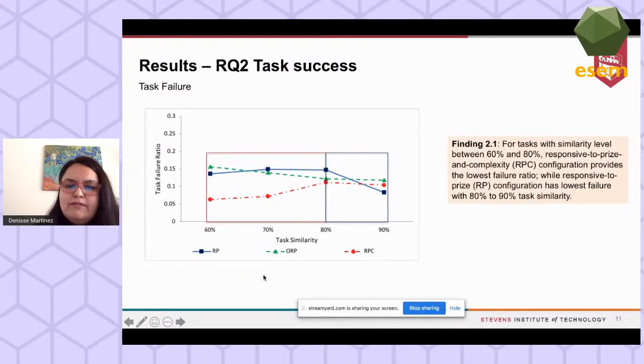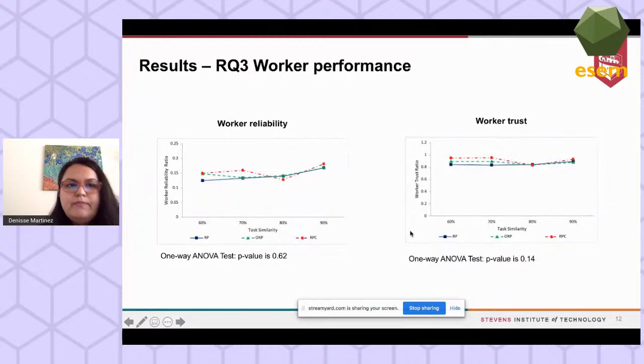And what we found is with tasks that are similar from 60 to 80%, the configuration of responsive to price and complexity presents the lower task failure ratio. And from 80 to 90%, we found that the best was responsive to price. And for question number three, we were studying also worker performance through worker reliability and worker trust. So in this case, we could not conclude much because also there was no significant difference between these three patterns.